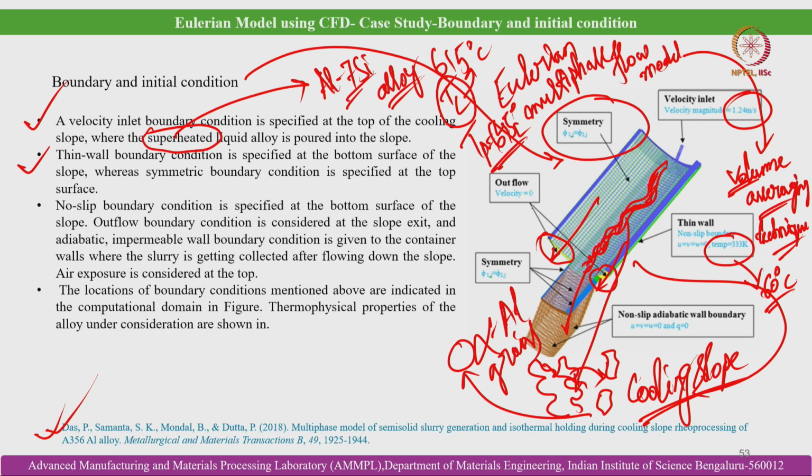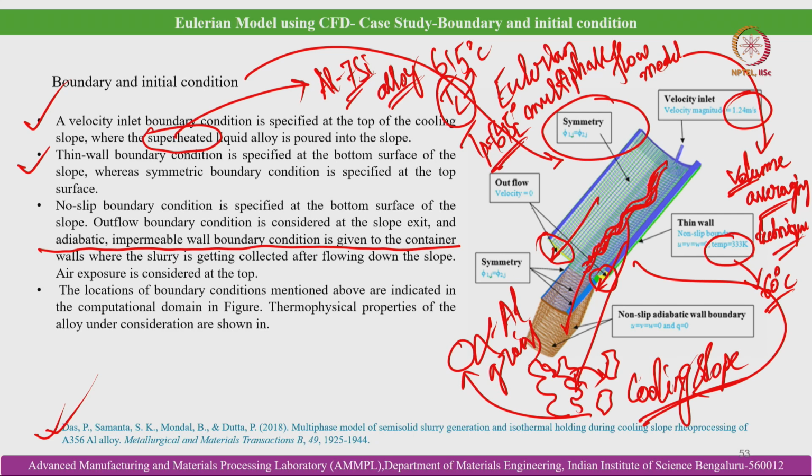So, of course, there is a protective inert gas cover that has been considered over here to displace the air and to avoid the oxide formation with the flowing aluminum melt. Okay. So, here an outflow boundary condition is considered at the slope exit, and an adiabatic impermeable wall boundary condition is given to the container walls.